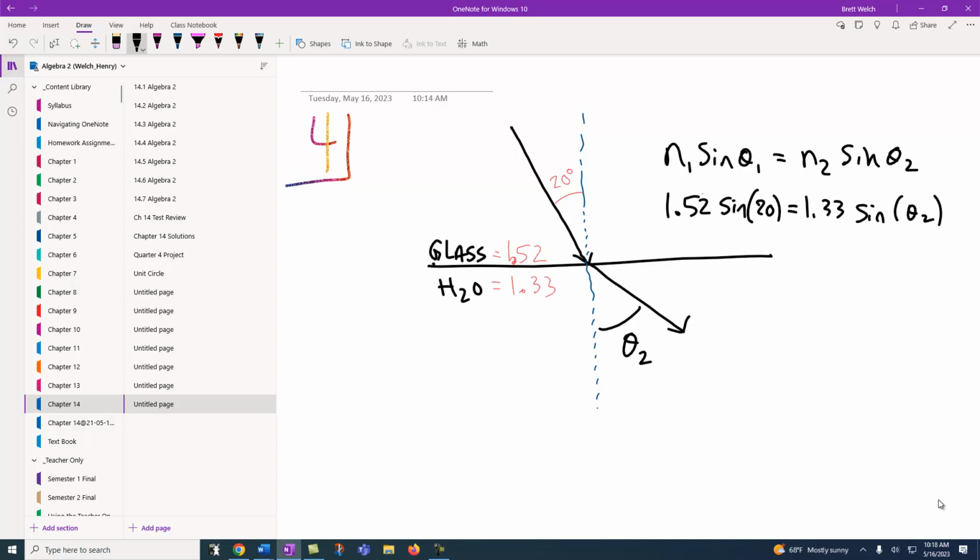Evaluate that left side, divide by 1.33. What page are the indices of refraction on? Does anybody write the numbers down on their formula sheet? We're doing C equals... page 642, the index of refraction table. What do we get? Negative sign inverse.